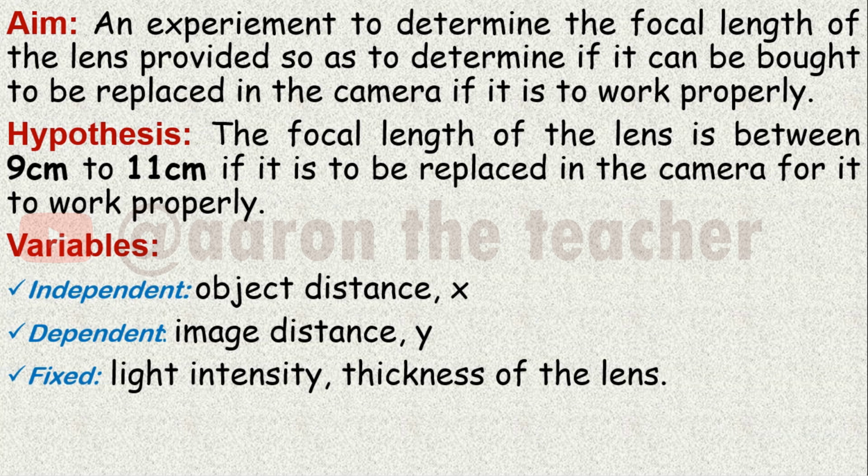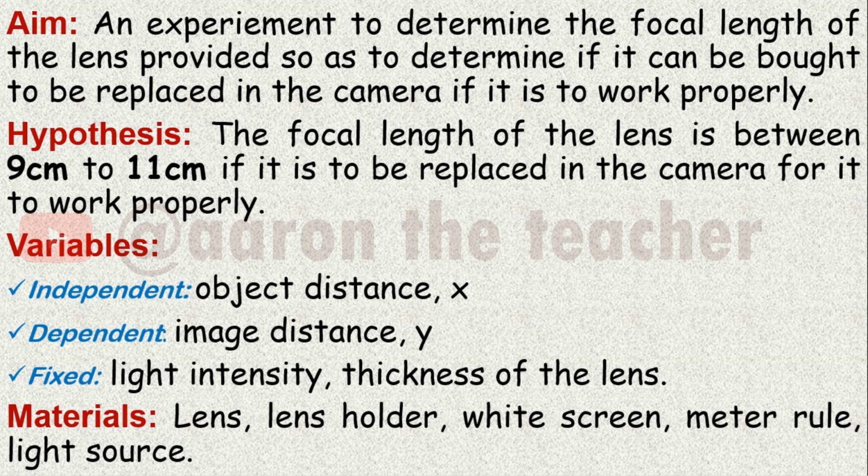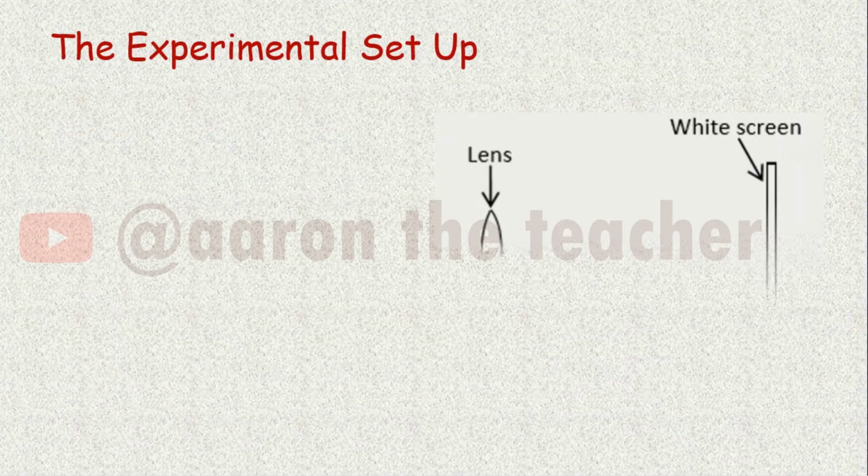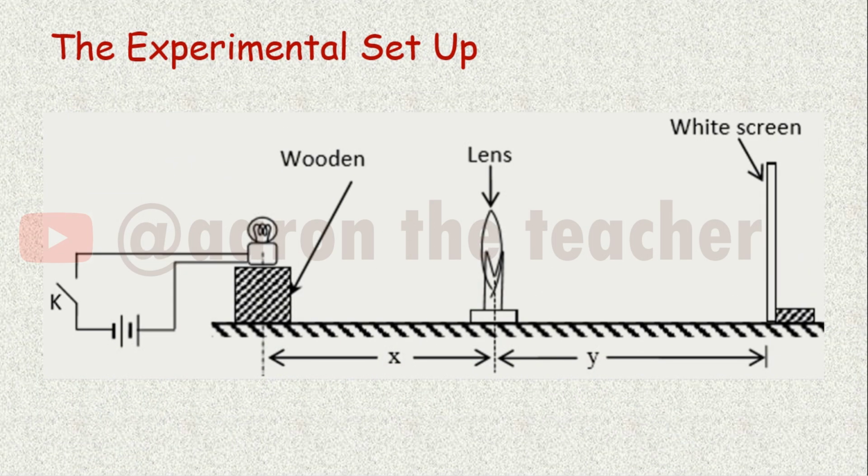Under fixed variables, or what another person calls controlled, we have light intensity and then the thickness of the lens, followed by the list of materials, where I'm having the lens holder, the white screen, meter rule, and the light source. And then we shall move on, of course, to the experiment setup, as it is there very well drawn with all the apparatus well shown.